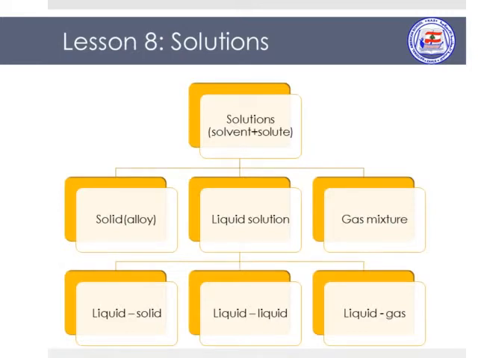This diagram shows you a summary of all the solutions that we learned till now, knowing that a solution is made up of solvent and solute. We have three types of solutions: solid solutions, liquid solutions, and gas mixtures. The liquid solution can be of three types depending on the state of the solute. So it can be a liquid solid, a liquid liquid, or a liquid gas, knowing that in all of these solutions, the liquid is always the solvent.